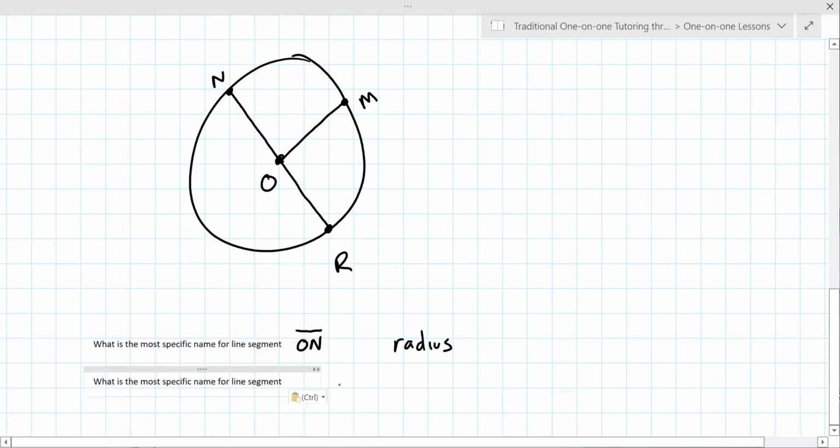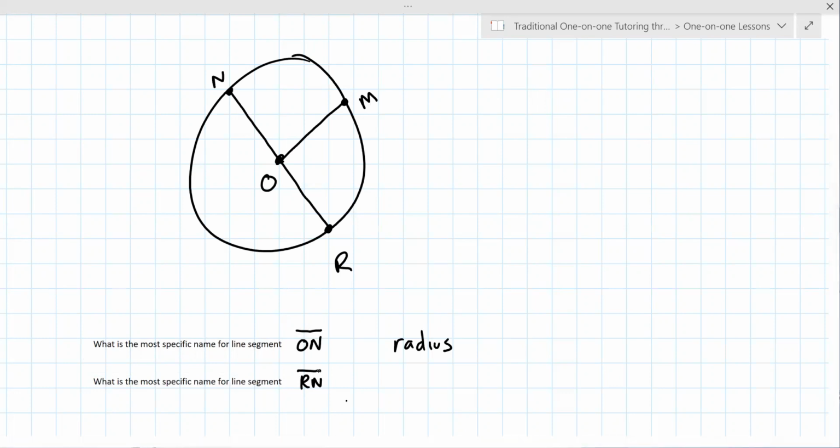What is the most specific name for line segment RN? For RN right there, it's a diameter. It's a diameter. Very good.